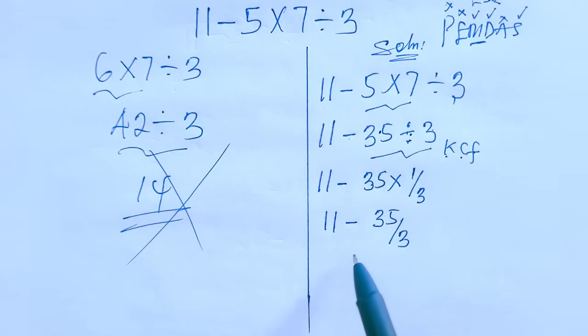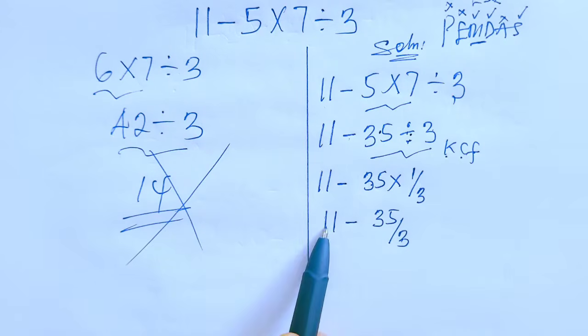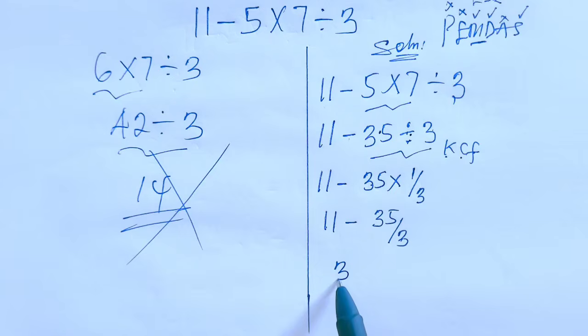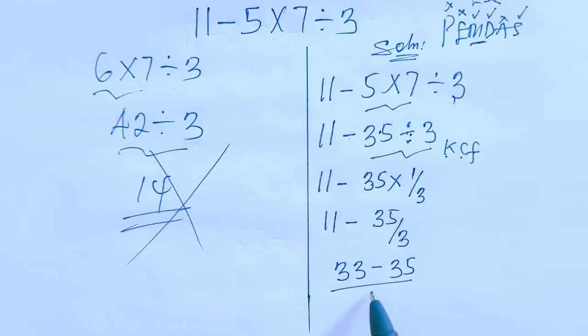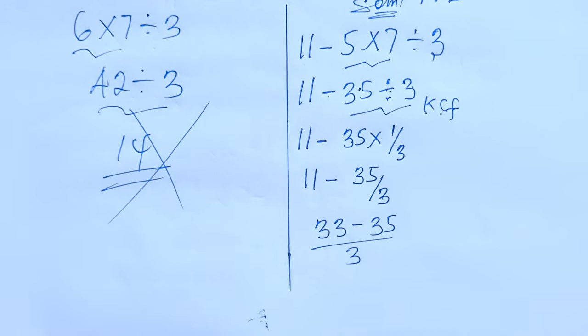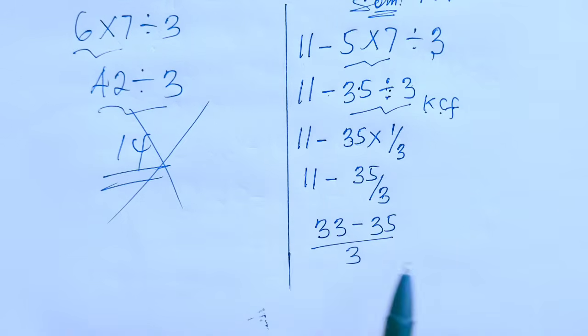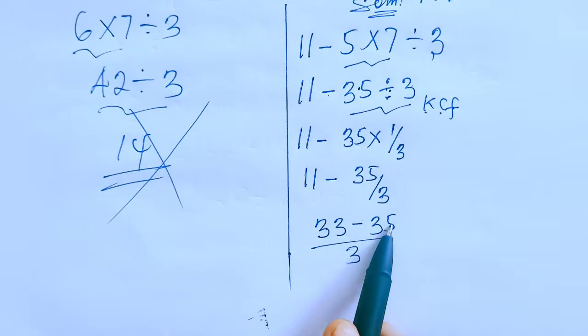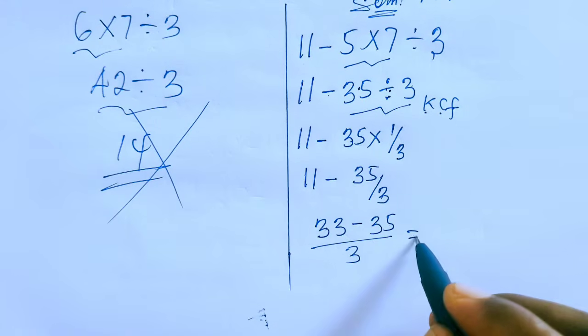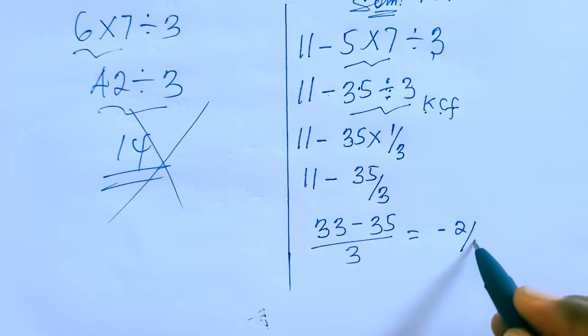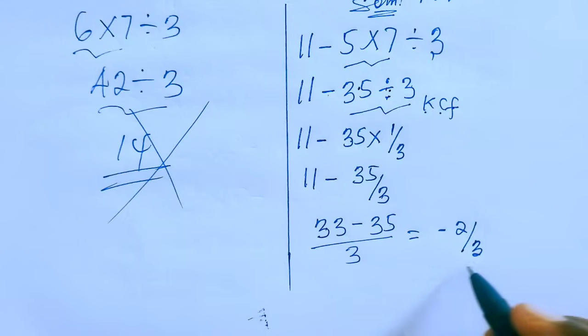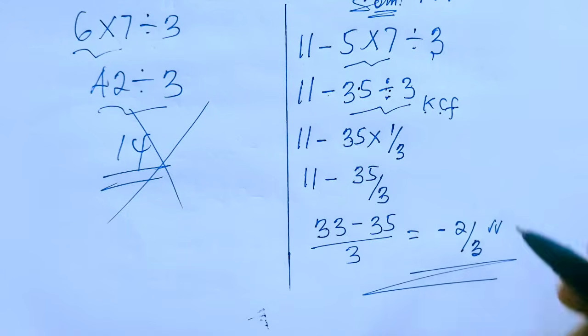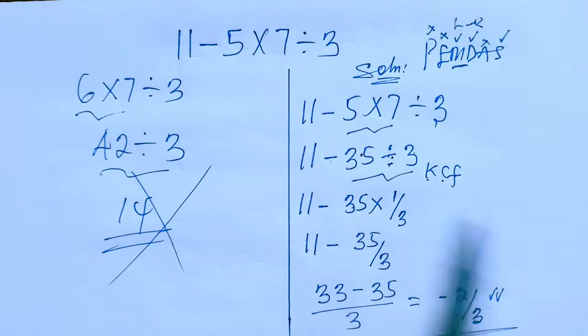And right here, we consider this subtraction. We subtract the fraction from the whole number. We multiply 3 by 11, and the expression becomes 33 minus 35, then all over 3. At this point, we subtract the difference in the numerator. We have 33 minus 35, and that will give us minus 2 all over 3, and this is the correct answer to this given expression.